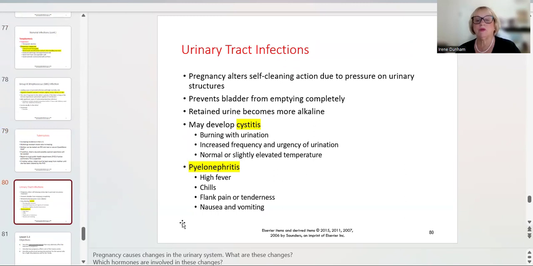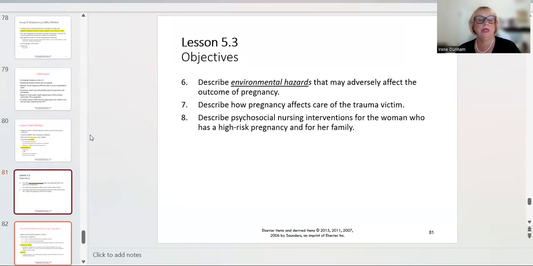We talked about urinary tract infections. It's under the infections here for you, cystitis and pyelonephritis. We talked about that. We talked about preterm labor. I think we're coming to an end.